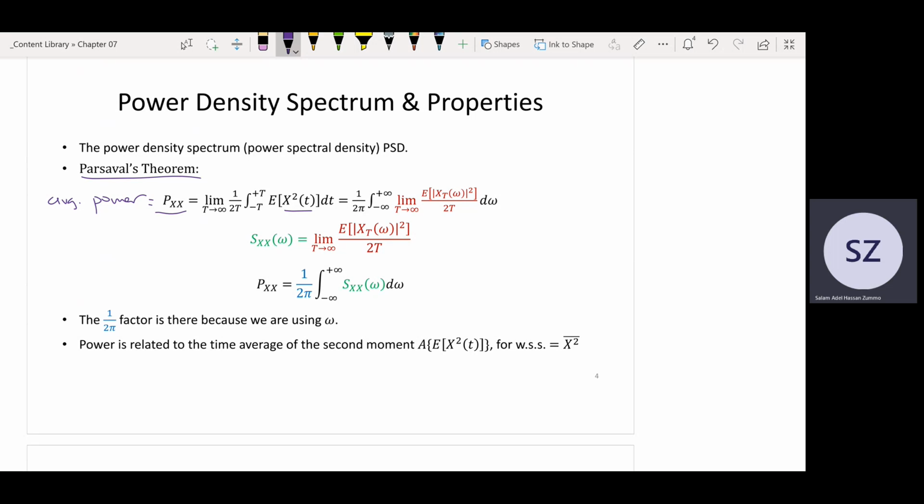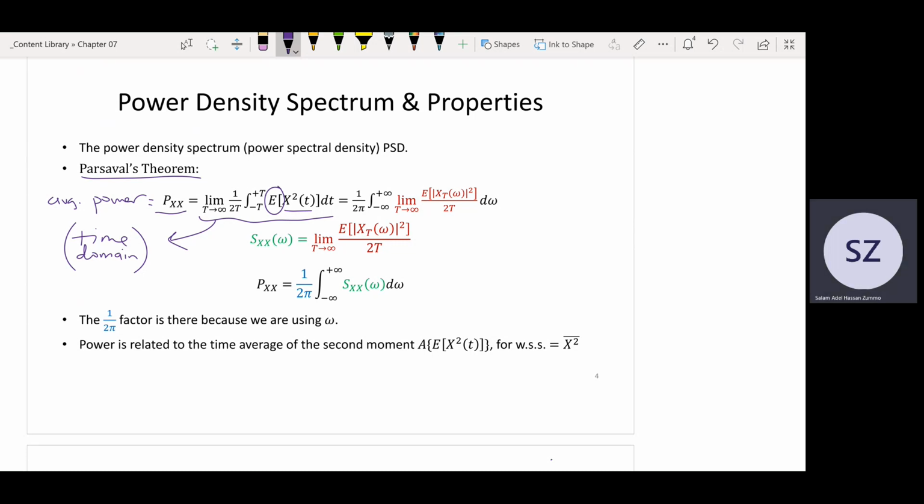If I do have a random process, then I need to incorporate the expected value, which gives me the average value of the power of the signal. So in order to find the average power, I need to take the expected value of x squared, integrate it from minus T to T, take T long enough and divide by T. Okay? So this gives me the way the average power is calculated for a random process. This is in the time domain, because we are observing the signal for long enough time, taking the expected value and dividing by T, and basically this gives me the average.